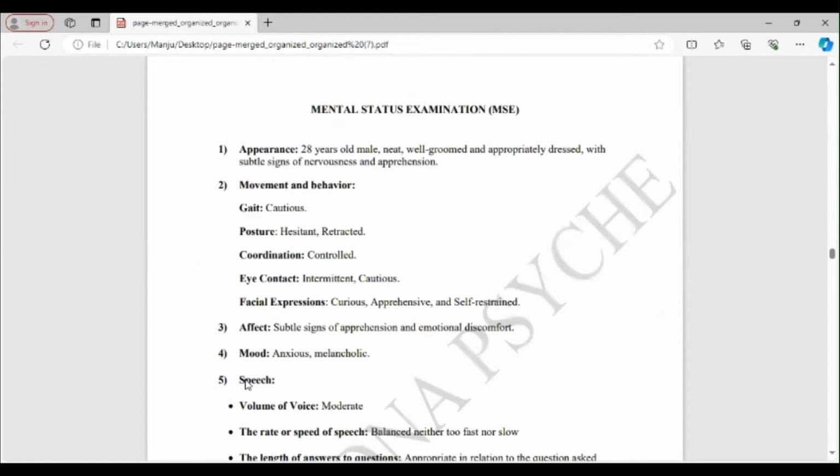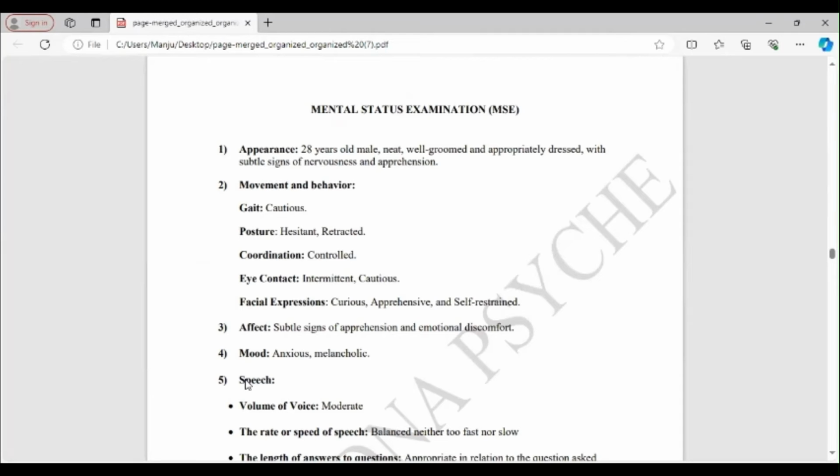Next comes the mental status examination. Here, appearance: 28-year-old male, neatly well groomed and appropriately dressed with subtle signs of nervousness and apprehension. Movement and behavior: gait is cautious, posture hesitant and retracted. Coordination, control, eye contact: intermittent and cautious. Facial expression: curious, apprehensive and self-restrained.